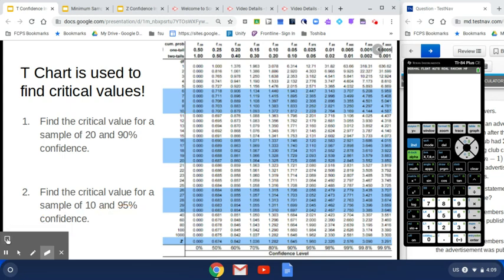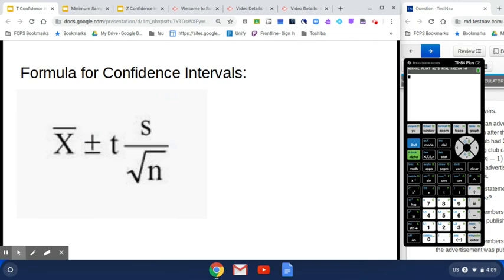Okay, so speaking of those confidence intervals, let's take a look at the formula. The formula looks very similar to the Z confidence interval formula, except for we're finding a T critical value. So we look on the T chart to find that T critical value. And instead of being given a population standard deviation, we're given a sample standard deviation. So that's S instead of sigma.